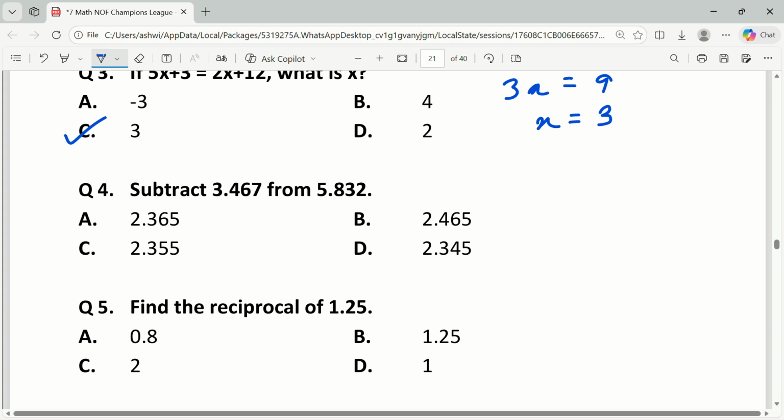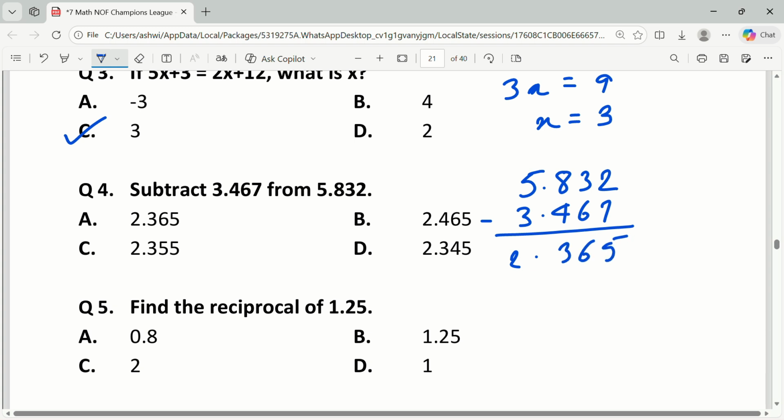Question 4. Subtract 3.467 from 5.832. That is 5.832 minus 3.467, which is 2.365. Comparing with the options, the answer is A, 2.365.